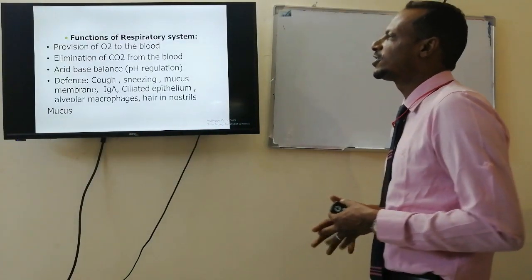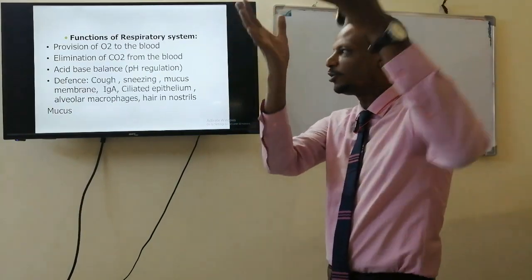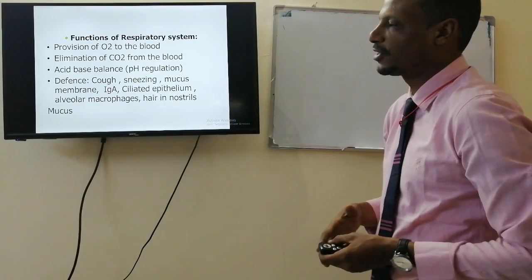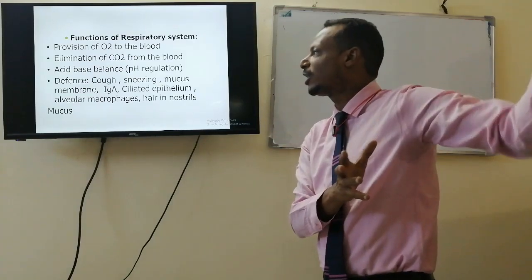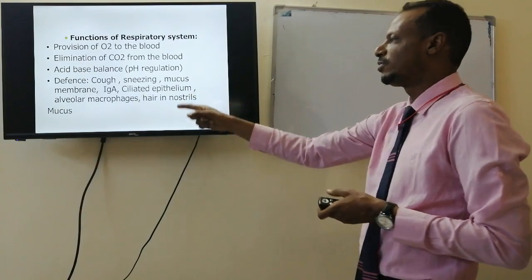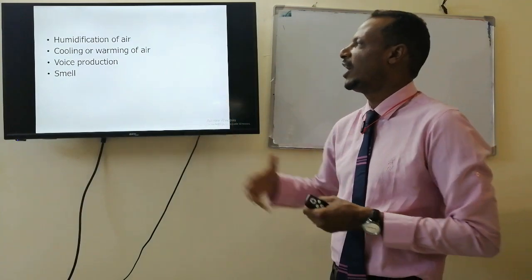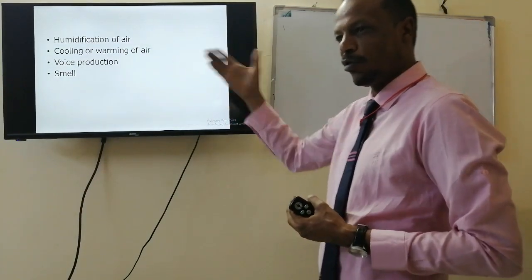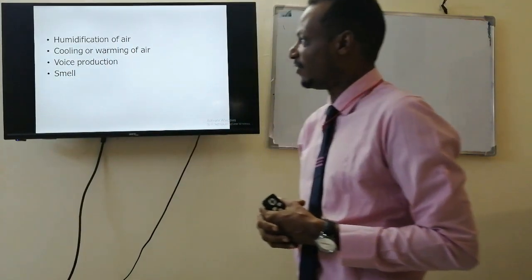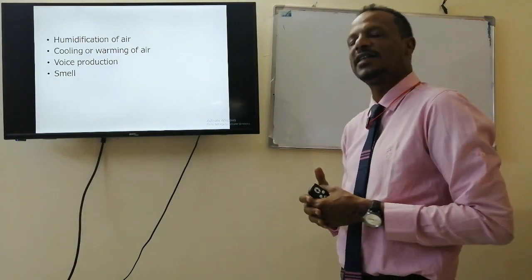So again, the main functions of the respiratory system are provision of oxygen to the blood, from the environment into the lung and then from the lung to the blood, and elimination of carbon dioxide from the blood to the lungs and then to the atmosphere, and regulation of pH through regulation of carbon dioxide. Defense function through different mechanisms. Also, humidification of air by adding water vapor, cooling or warming of air to bring it near body temperature, voice production through the larynx and vocal cord, and smell through the olfactory receptors that are found in the nasal cavity.